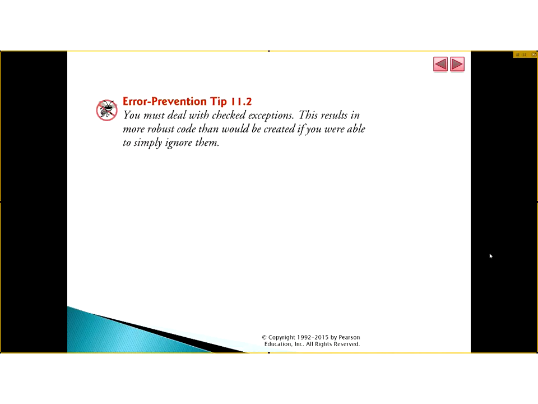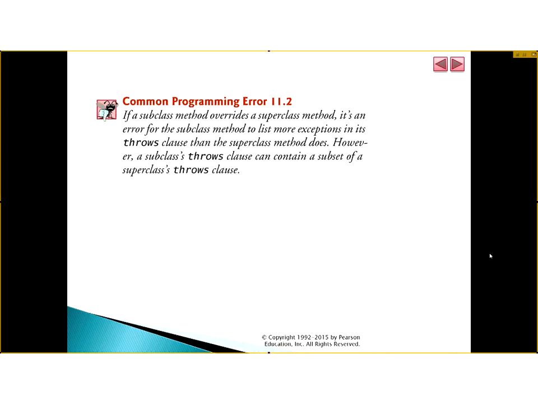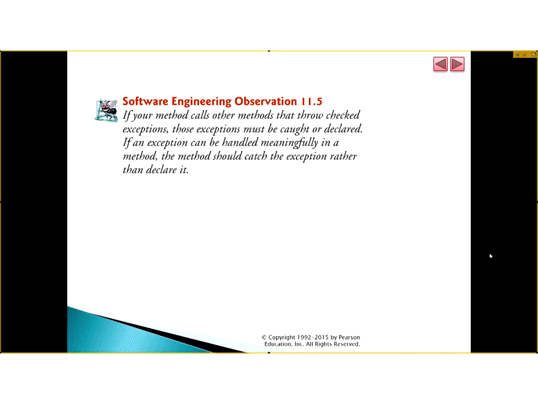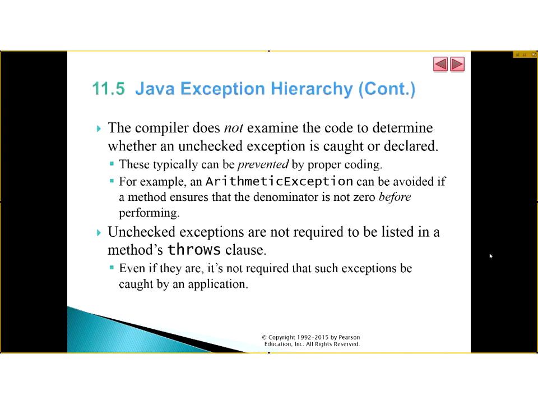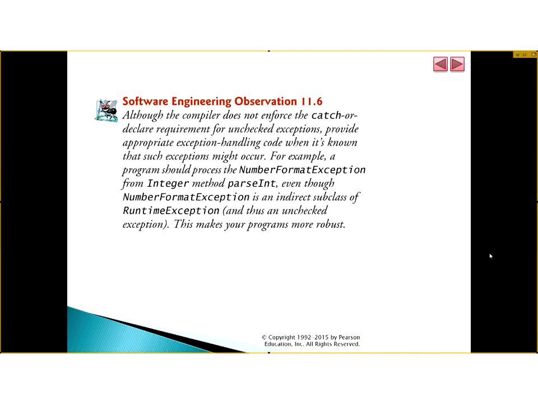You must deal with checked exceptions, as I mentioned. You don't have to deal with unchecked ones, although you should. If a subclass method overrides a superclass, it's an error for the subclass to list more exceptions in the throws clause. That's something for later. Okay, yeah. So again, we've got that arithmetic exception when we talk about that. Number format exceptions, make your programs robust. How robust? Depends on what it's being used for.